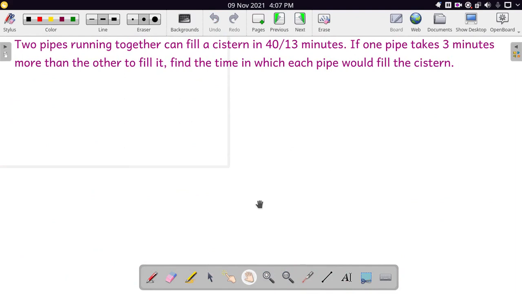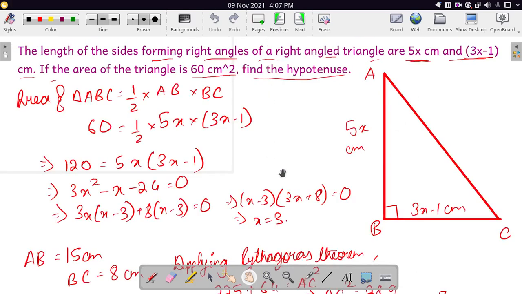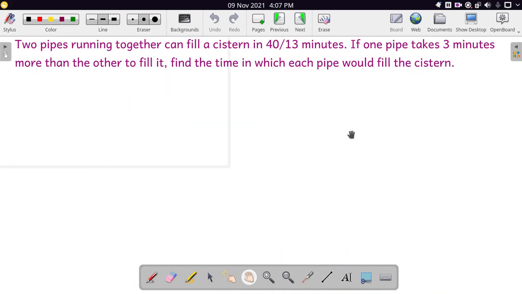We did sums on ages, we did sums on speed and distances. Now we did applications of quadratic equations for solving problems on mensuration. In the previous question, we used a quadratic equation to solve mensuration. Now we are going to apply quadratic equations to solve problems on time and work. These problems are very important, and they have the maximum possibility of coming in your exams. So we have to look at this very carefully. Let us do this sum.